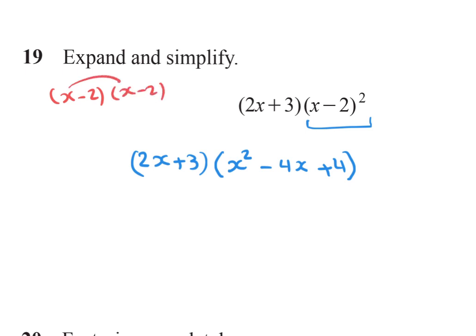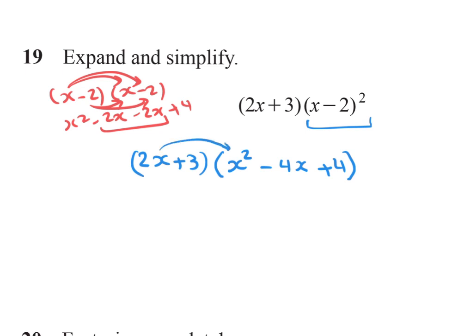You have a choice. X times x equals x squared. X times negative 2, negative 2x. Negative 2 times x, negative 2x. Negative 2 times negative 2, positive 4. And if you combine this, you get negative 4x. So the same. Now we need to multiply.